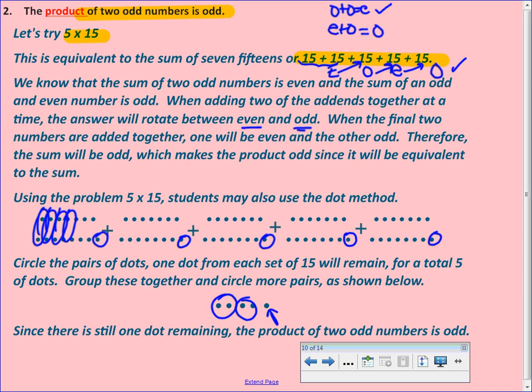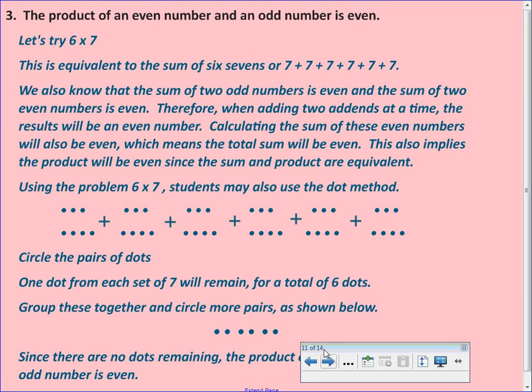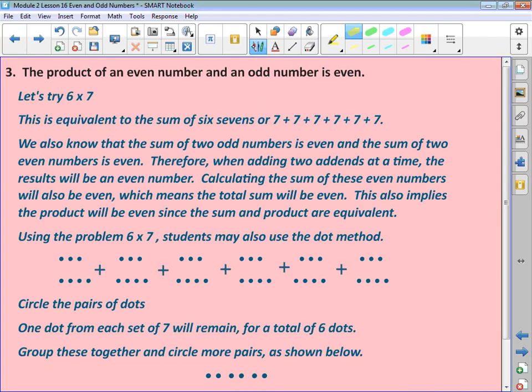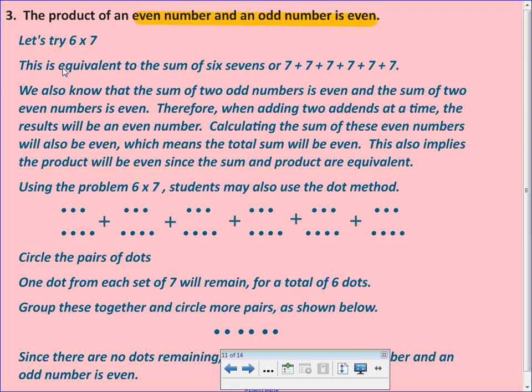So now let's take a look at multiplying an even and an odd. All right. So let's see what happens when we multiply an even and an odd. They're saying it's going to be even. So an example, 6 times 7. We know that's the same thing as 6 sevens. So 7 plus 7 plus 7 plus 7 plus 7 plus 7.